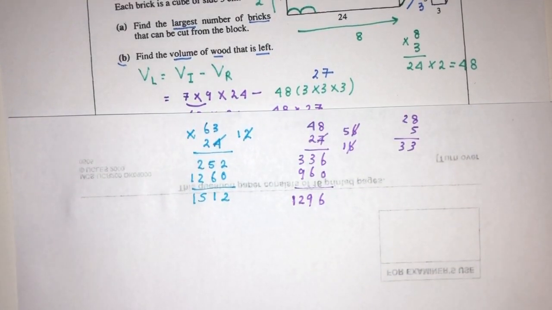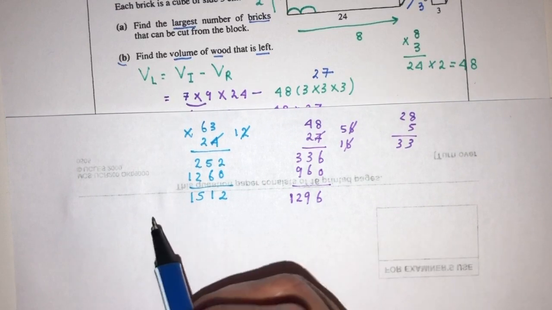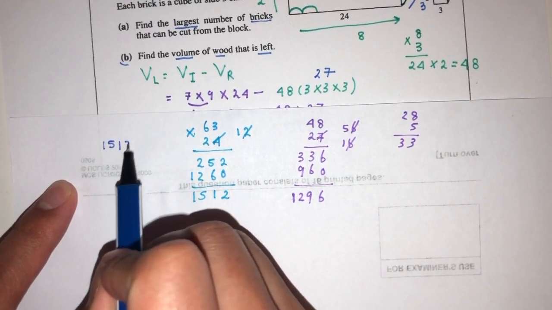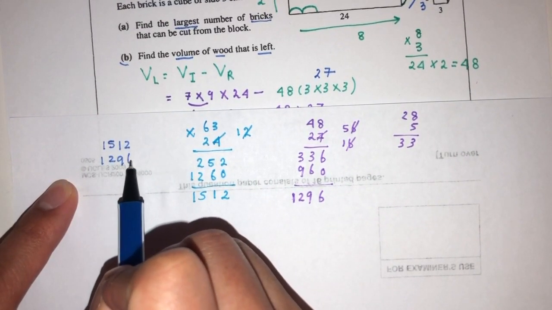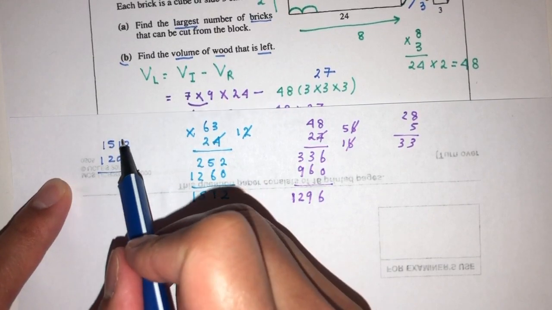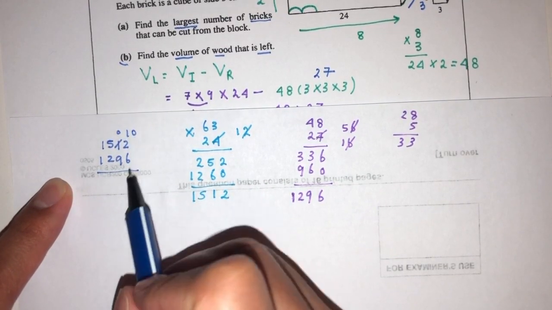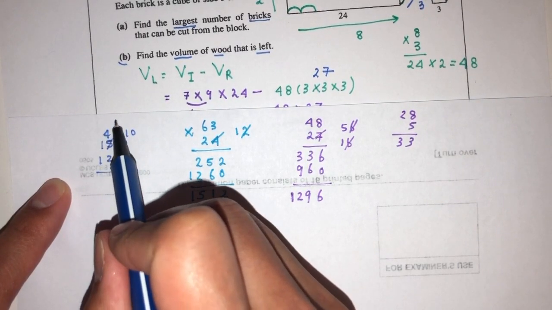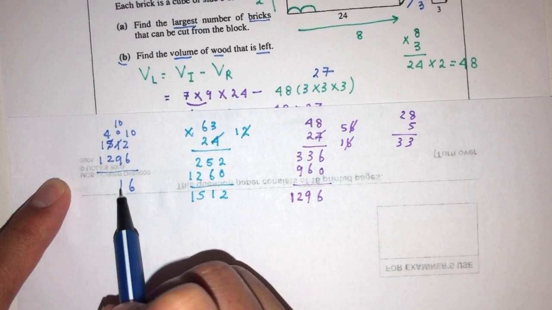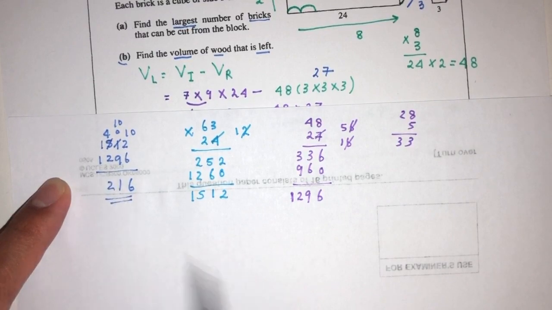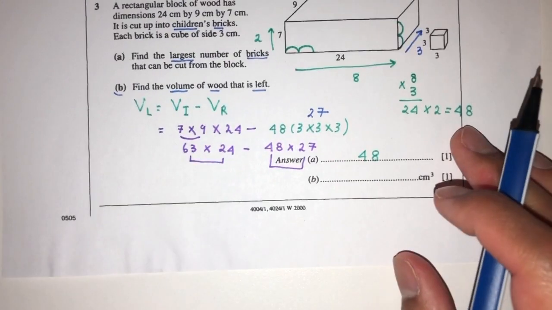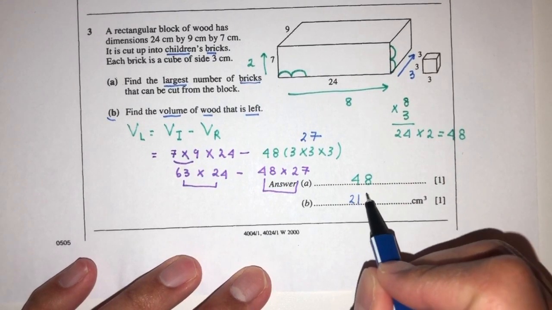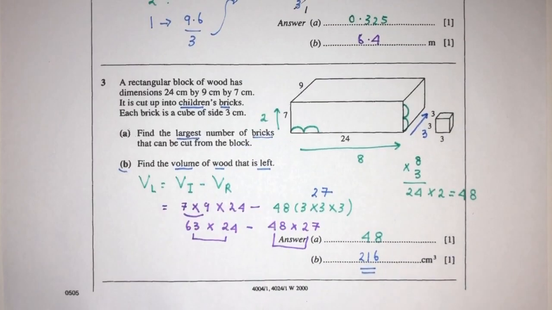Now we have to find the difference to find the answer. So we have 1512 minus 1296. That will be what? Here we have 0. That will be 10. 10 minus 6 will be 4, plus 2. That should be 6. That will be 4, 10. 10 minus 9 will be 1. And that will be 2. So your answer will be 216 for the remaining volume that we have from the big rectangular cube. And that will be your question number 3.